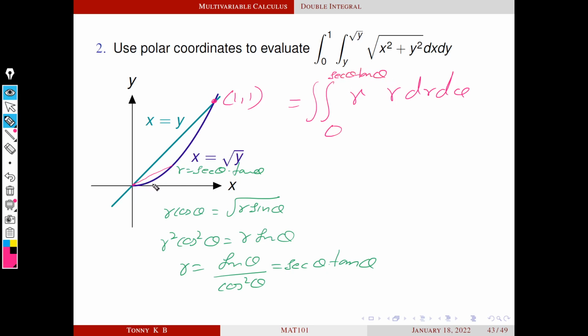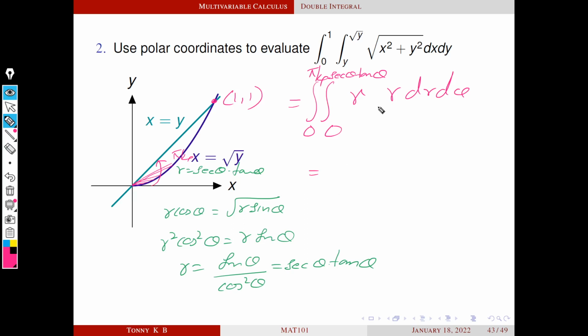Then to cover this region, what is the change of theta? The theta strip is starting from here and moving like this. So for moving like this, theta is starting from 0 up to this angle. And what is the angle of y equal to x? That is pi by 4, right? So theta is varying from 0 to pi by 4. So this is the equivalent double integral in polar coordinates.